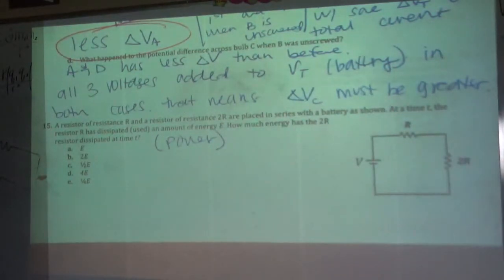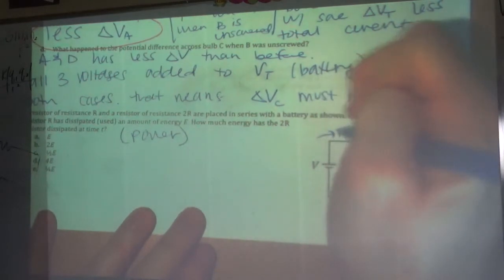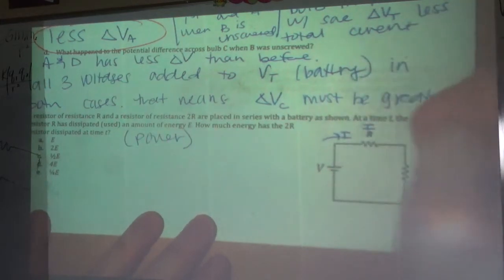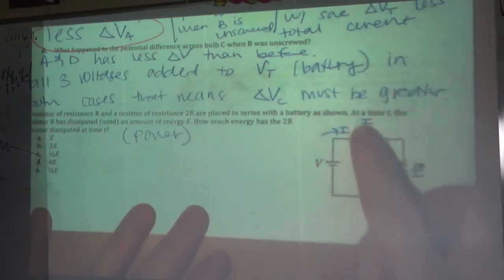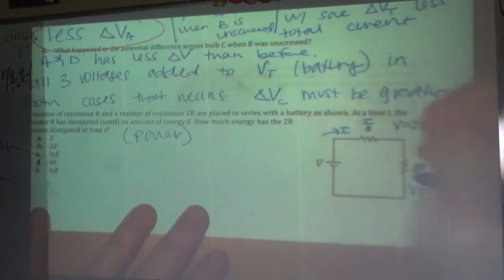So here we're going to be looking at power, because power tells me the rate that energy is used up. Let's say this has a current I. I don't know what it is, but let's call it I, and I can just call it I because I know it's the same throughout. So this has a current I, and this one has a current I as well. Voltage is V equals IR, so this one has a voltage of IR. This one has a voltage of I times 2R.